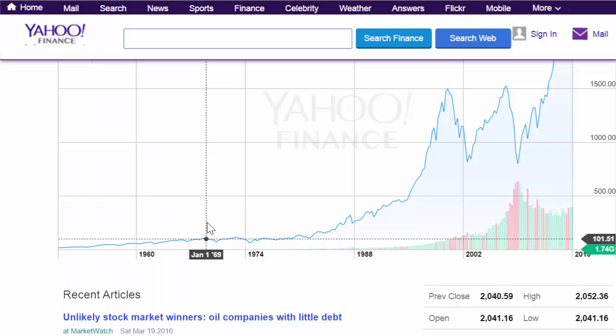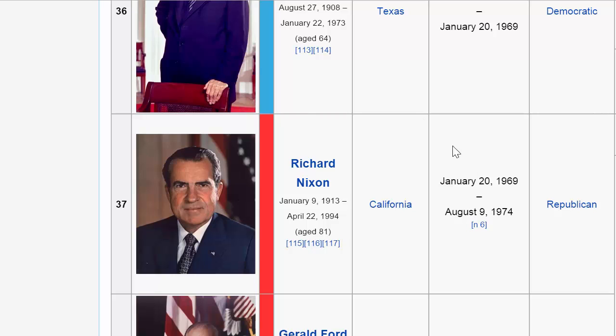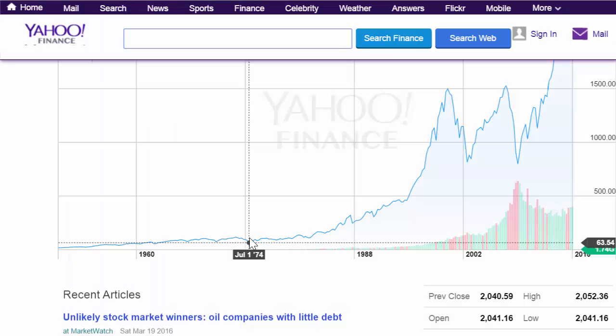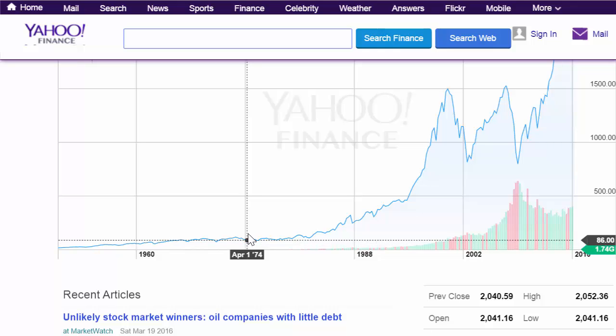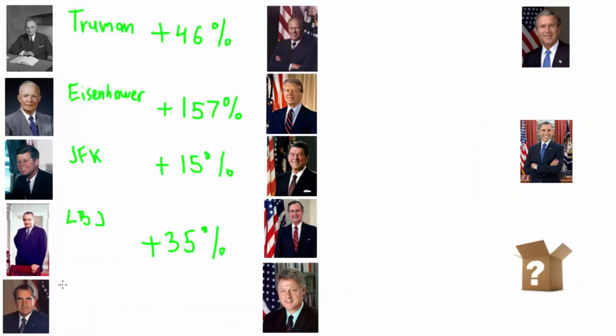Now, Nixon took office in January of 69, and this is when the stock was at $101.51. He finished his term in August of 74, because that's when the so-called Watergate scandal caused him to lose his presidency. And so what we have here is July of 74, very close to August, and this is, look at that, 63.54. Alright, Richard Nixon, looks like you actually decreased the stock price and have caused a possible crash. And while Nixon was in the office, the market lost approximately 37%.